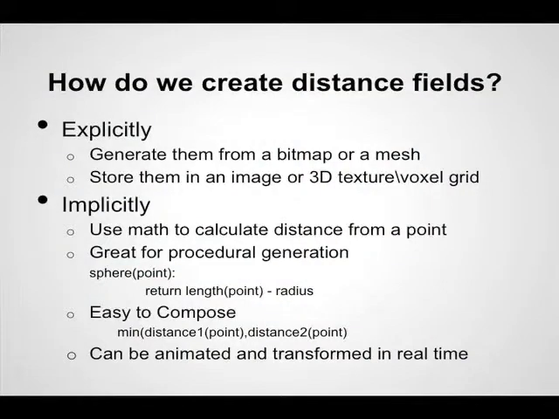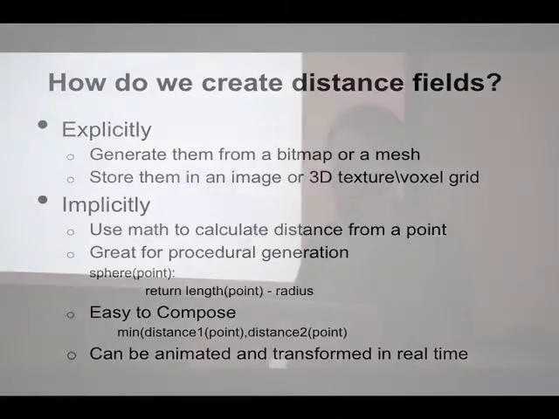So there's two ways to create distance fields. One way is explicitly. Basically, you can generate it from a bitmap or a mesh, and you can store it in an image or a 3D texture. So basically the difference between the mesh itself or the image itself versus the signed distance field representation of it is at every single pixel or voxel you have a distance from the surface stored.